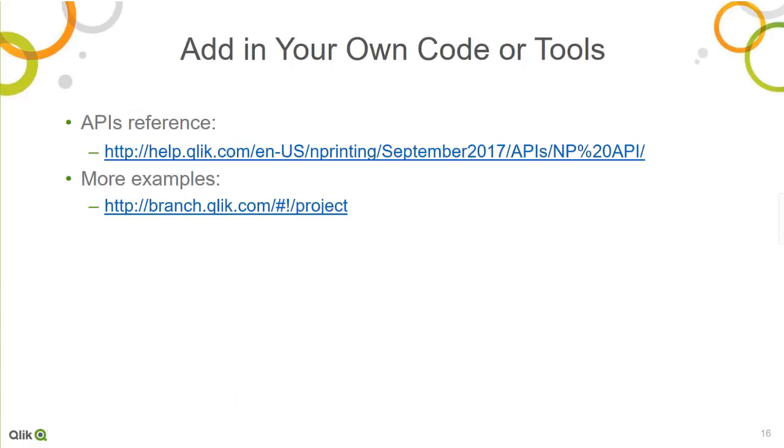As I said before, all the detailed information of the APIs can be found in the API reference manual. You can find it on the Qlik help site. So please check it when you are using the API endpoints and during your implementation. And by the way, there are also a few projects using NPrinting APIs. They are Qlik Branch projects. Just check them for some examples as well.